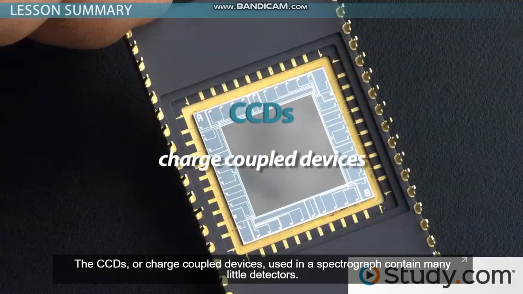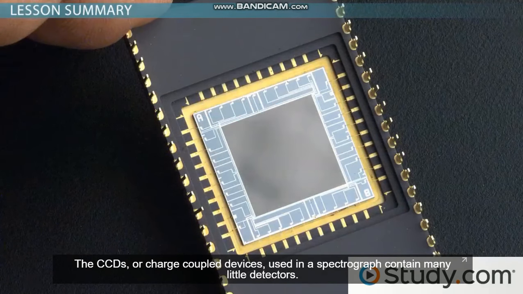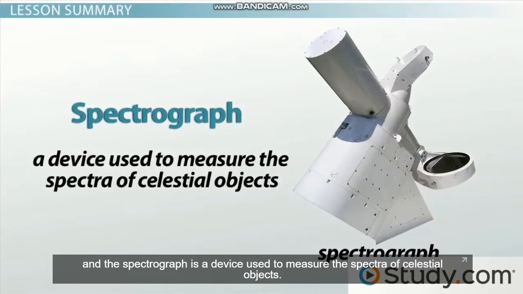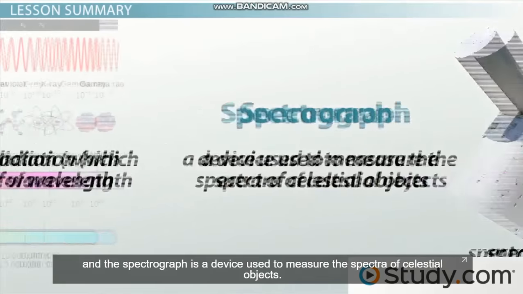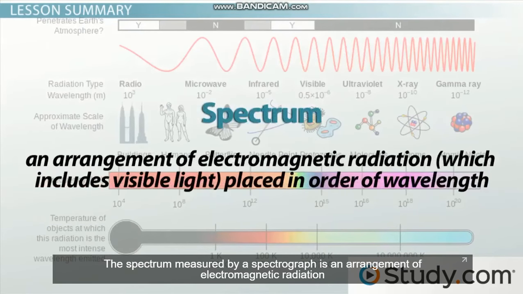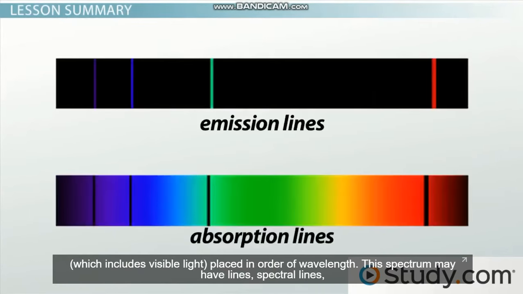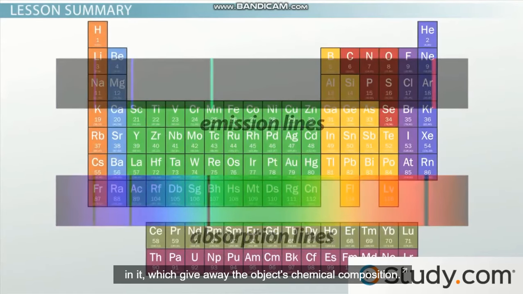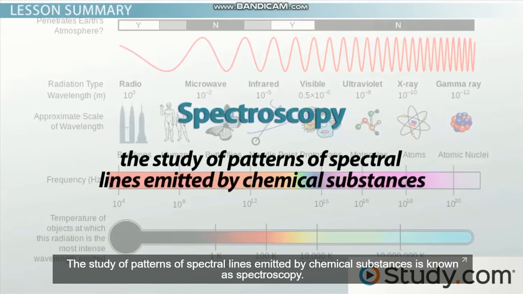The CCDs, or charge-coupled devices, used in a spectrograph contain many little detectors. A detector is something that measures light after it has been brought into a focus, and a spectrograph is a device used to measure the spectra of celestial objects. The spectrum measured by a spectrograph is an arrangement of electromagnetic radiation, which includes visible light, placed in order of wavelength. This spectrum may have lines, spectral lines in it, which give away the object's chemical composition. The study of patterns of spectral lines emitted by chemical substances is known as spectroscopy.